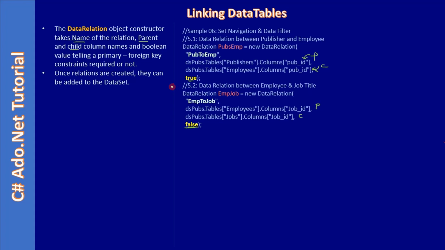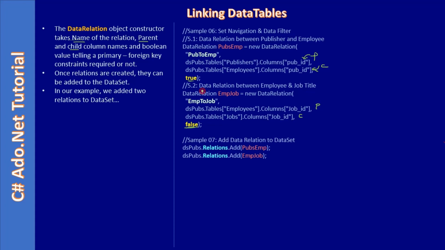Once relations are created, they can be added to the dataset. Here if you see, we just created the data relation only, and in the data relation we referred to our dataset object and we specified the column names telling which one is the parent and which one is the child. In our example, we added two relations to the dataset. The first relation is pubs to employee navigation. The second one is employee to job navigation.